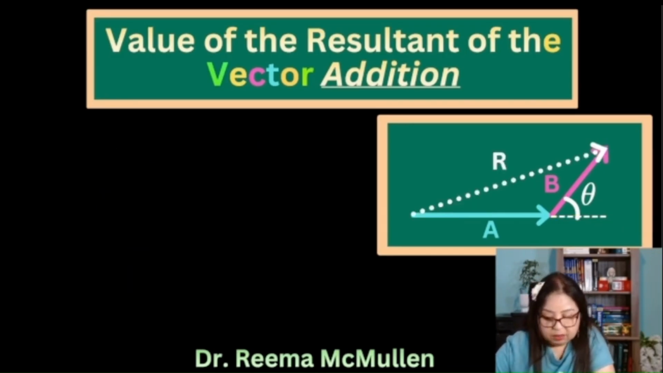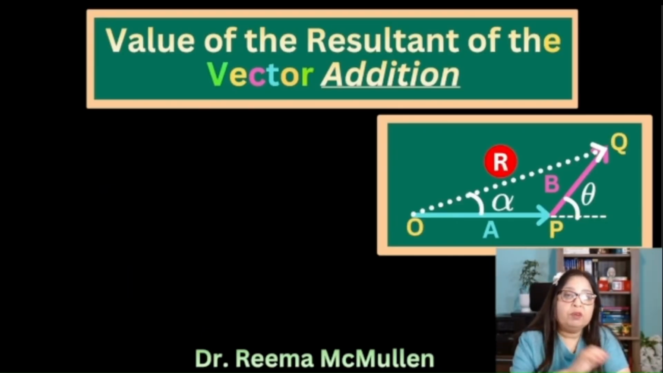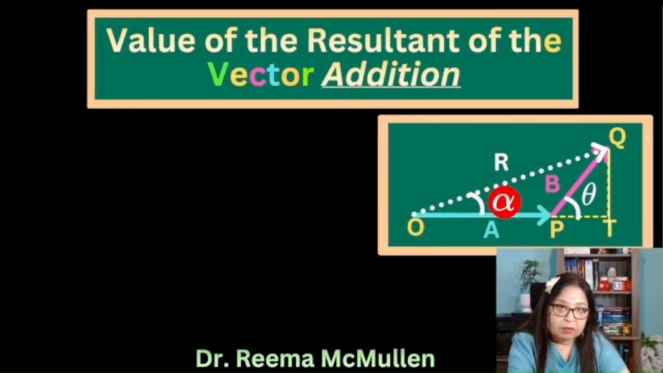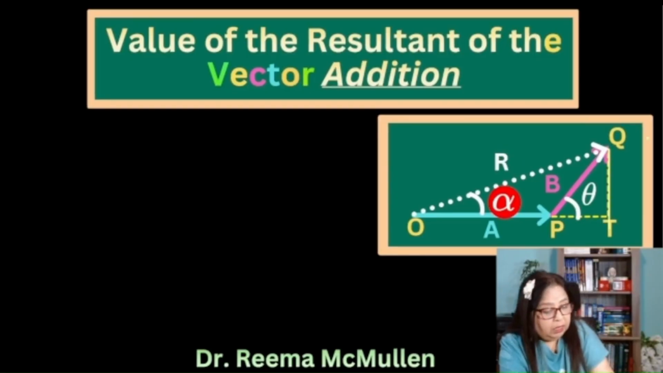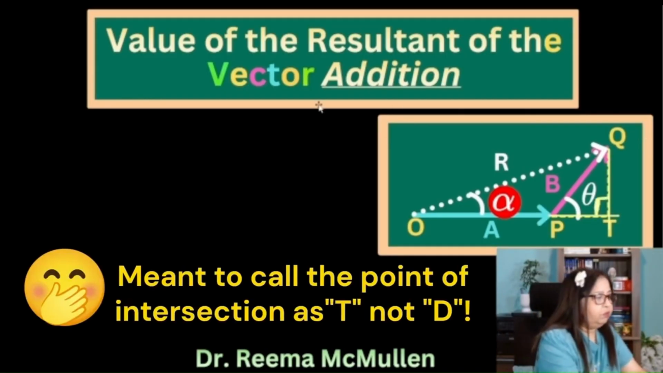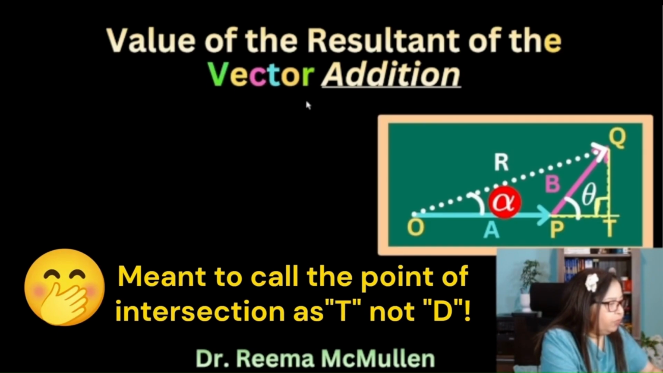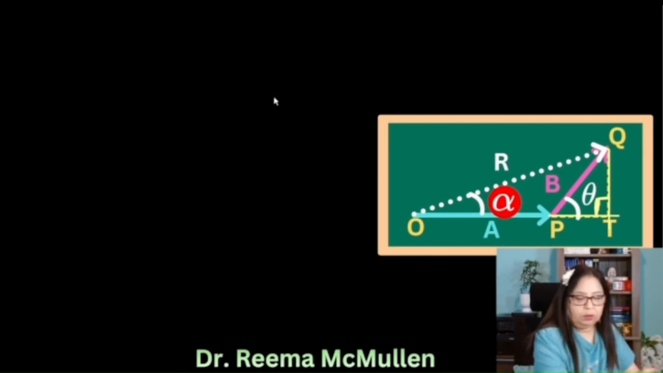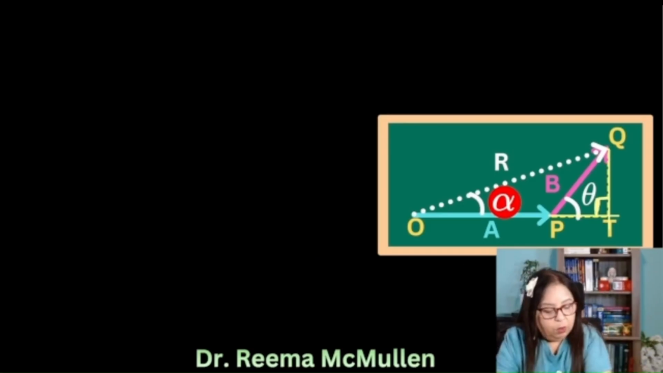So let's do it. We will begin by labeling the vertices of the triangle as O, P, and Q. Next thing that we're doing is drawing this vertical line from vertex Q. And wherever the extension of vector A intersects with this vertical line from point Q, we're going to call that point D. So let's make space here. All right, so what are we doing? We want to find the value of R.